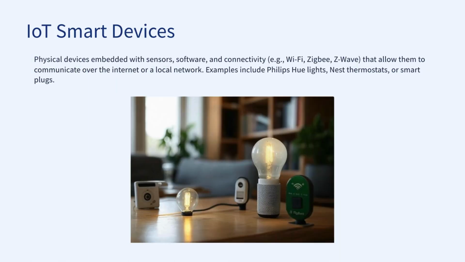IoT smart devices. Physical devices embedded with sensors, software, and connectivity, for example, Wi-Fi, Zigbee, Z-Wave, that allow them to communicate over the internet or a local network. Examples include Philips Hue lights, Nest thermostats, or smart plugs.